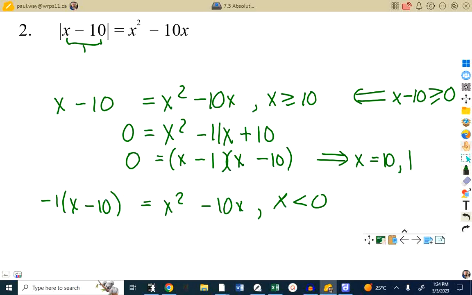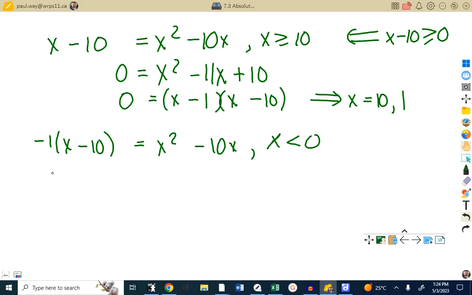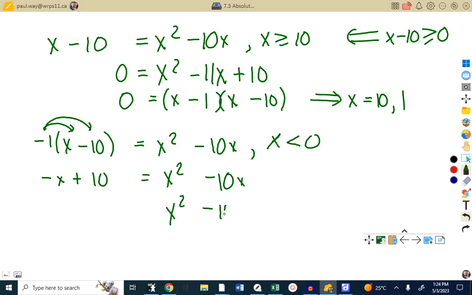The second equation is negative x plus 10 when I distribute that negative 1 through, equals x squared minus 10x. What do we do here? I guess we're going to add x to both sides. That negative x on the left has got to come over, so we get negative 9x. The 10 has to move over, we get that. I think this is also factorable. Well, that's lucky.